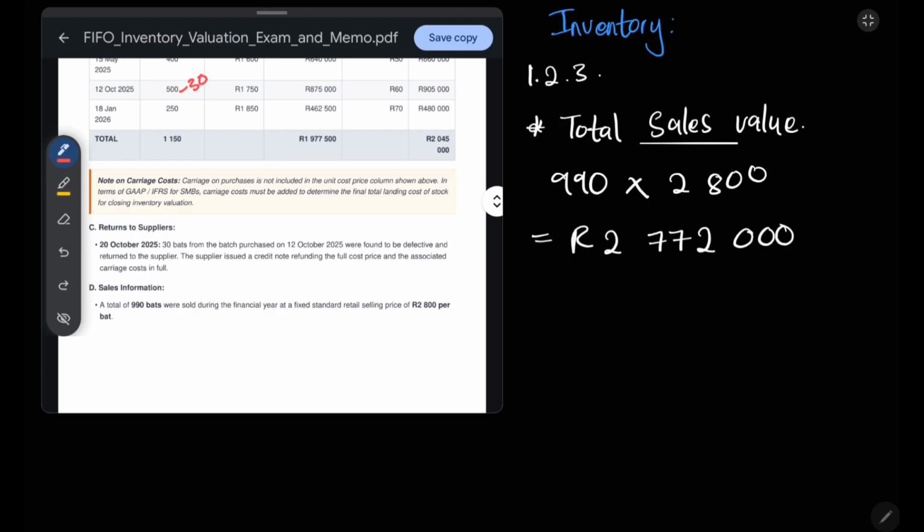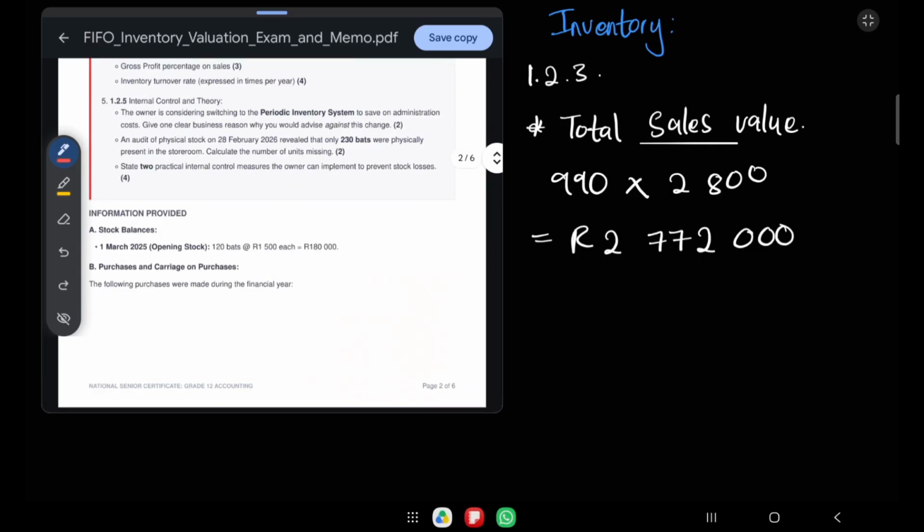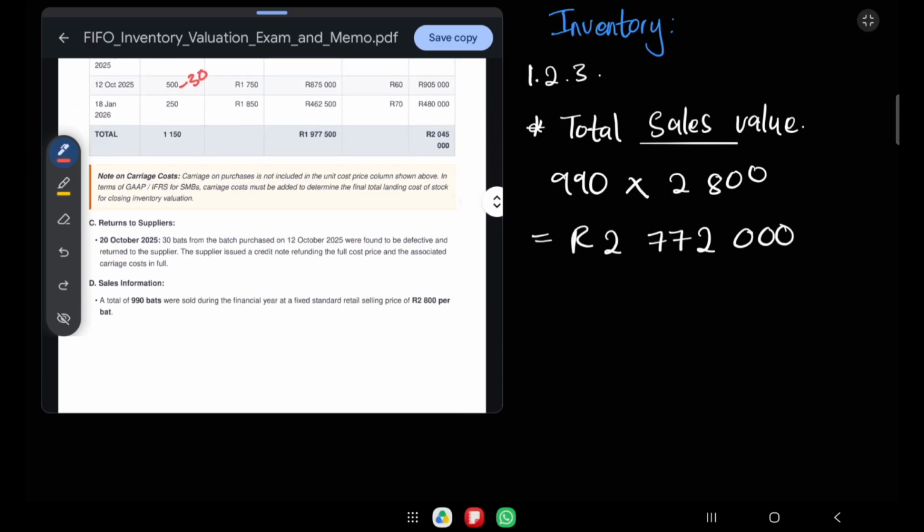Try to be open-minded. Don't focus on how many tables you have. The information is always right there. So for the total sales value, you're basically looking for all the money that you made from selling something. In this case, you're selling cricket bats and you sold 900 at 2,800. You'll obviously say 990 times 2,800. That is your total sales value, how much that stock was worth, how much money you made from selling.